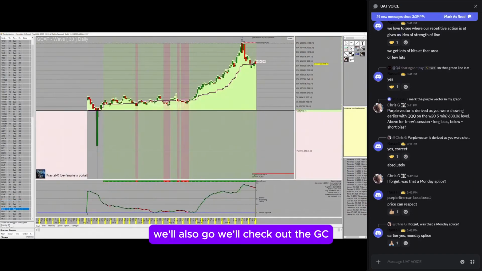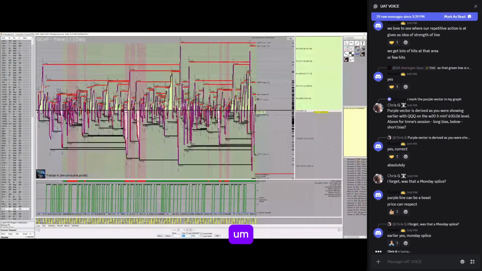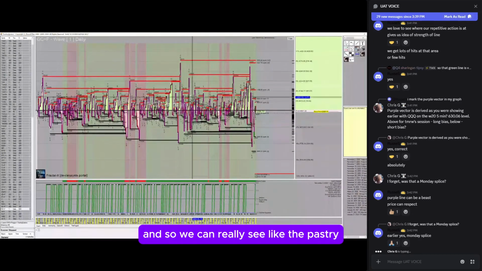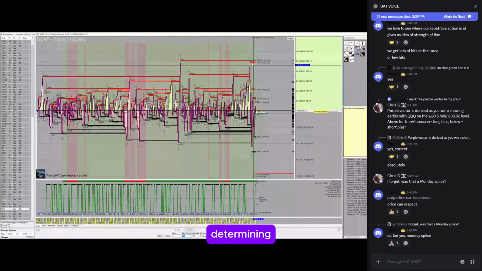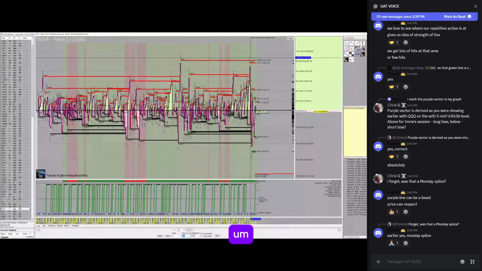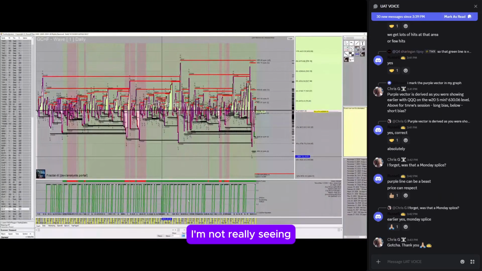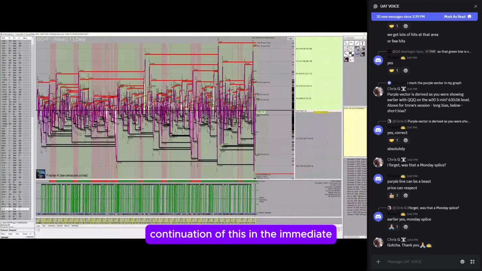We'll check out the GC gold continuous futures. It's going to look pretty similar. This is a 500 day, and so we can really see the pastry squeeze cycle very clearly here. It looks like we're determining a point of this amplitude being at the highest point. Looking back at our historical price action, I'm not really seeing much in terms of continuation of this in the immediate term.